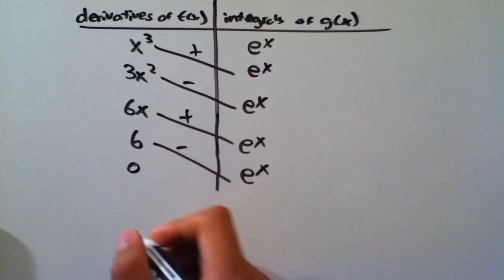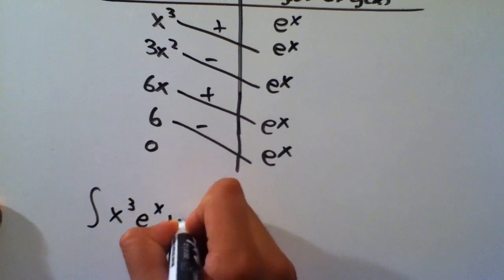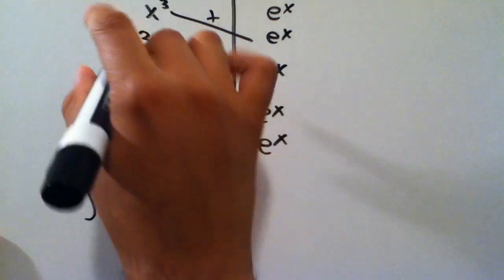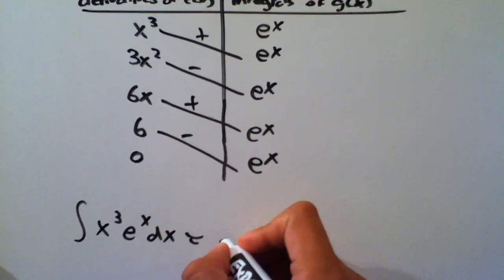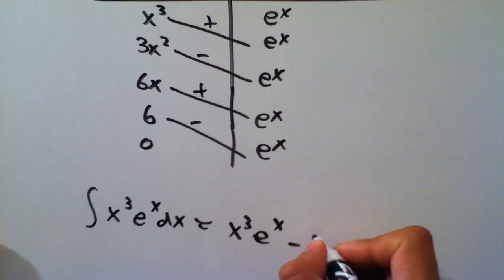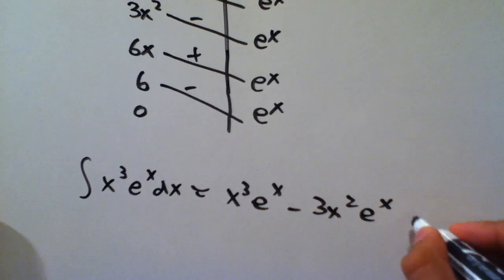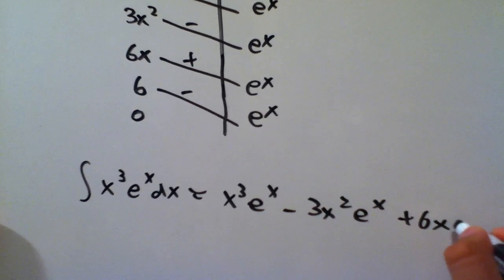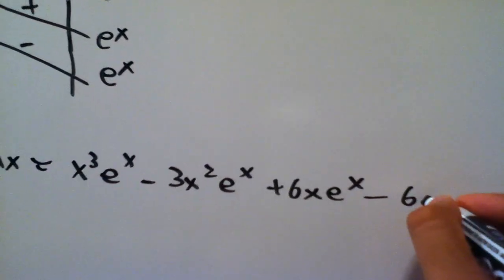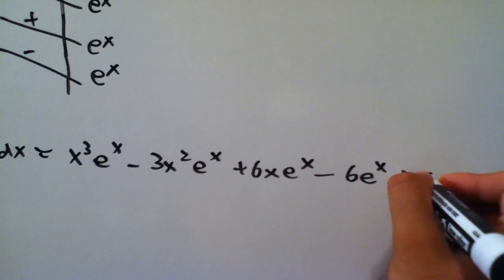So the integral, this is what we start out with, right? The integral of that actually equals, if you follow this quick table, x cubed times e to the x minus 3x squared times e to the x plus 6x times e to the x minus, again, 6 times e to the x, then plus C, as every integral should have.